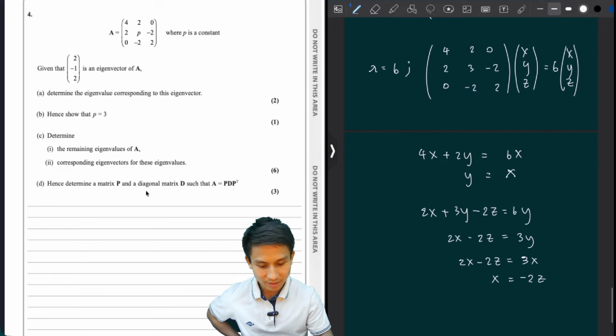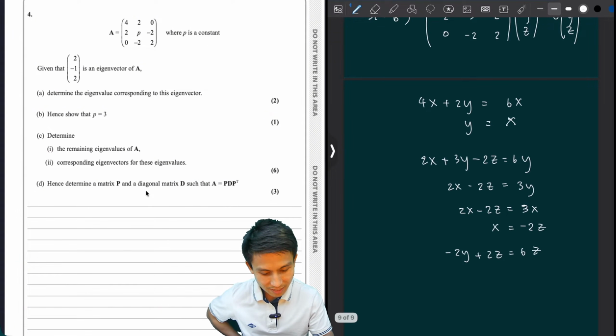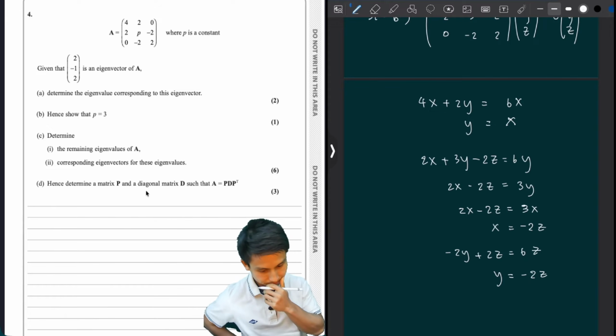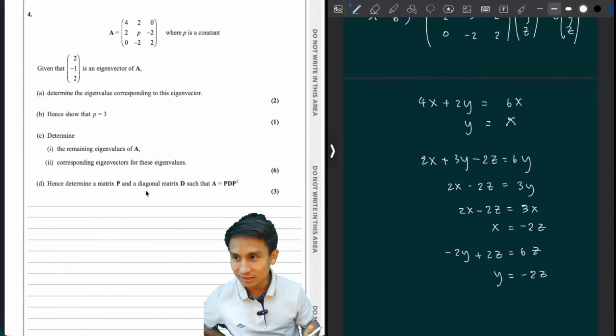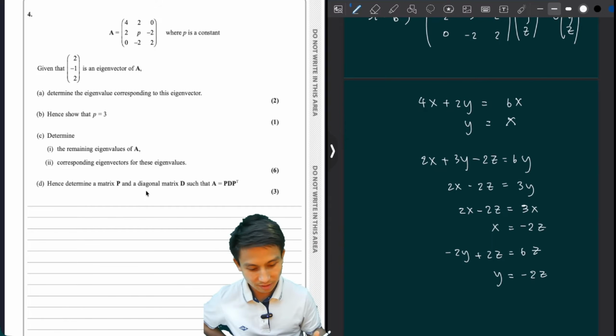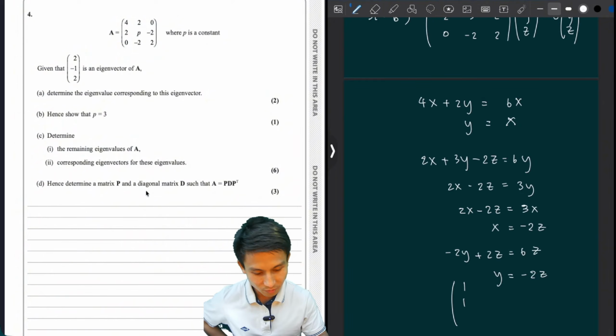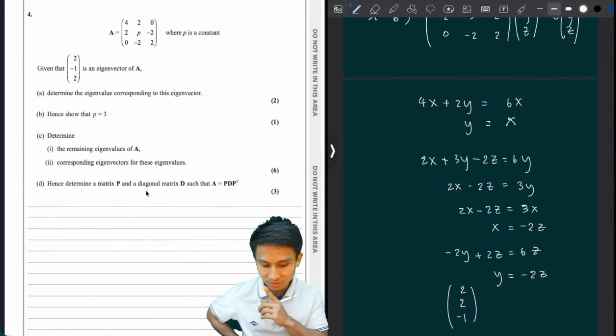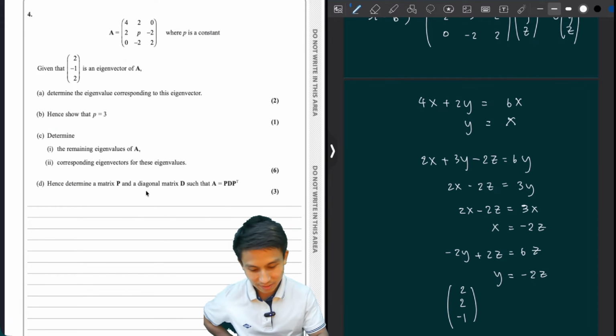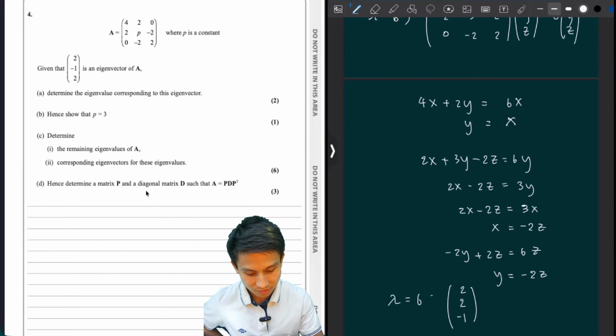And let's look at the last one. The last one is minus 2y plus 2z equals 6z. And this is saying that y is just minus 2z. So that works because x and y are the same. So if we put x as 1, y is going to be 1, and z is going to be minus 1/2. That's not nice. So let's put x as 2, y as 2, and z is going to be minus 1, because z is x over minus 2. So that is the vector for lambda equals 6.